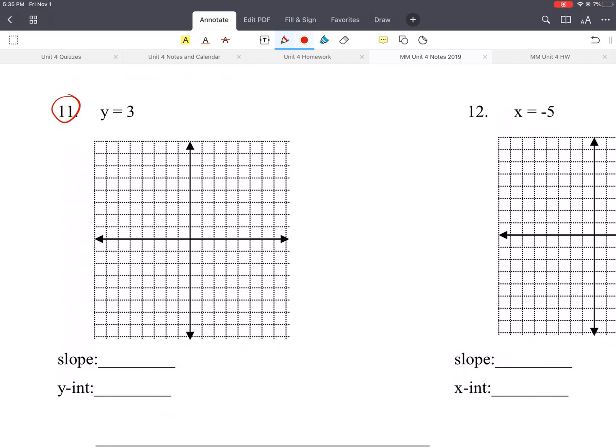So if we look at 11, y equals 3 has a slope of 0, and the y-intercept would be 0, 3. And it would be a horizontal line going through the y-axis where y equals 3.